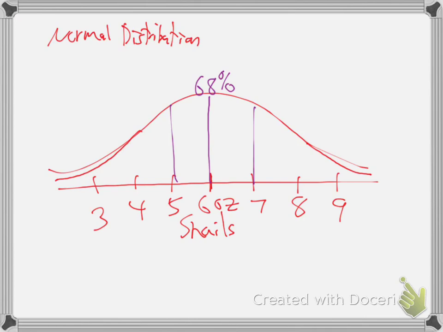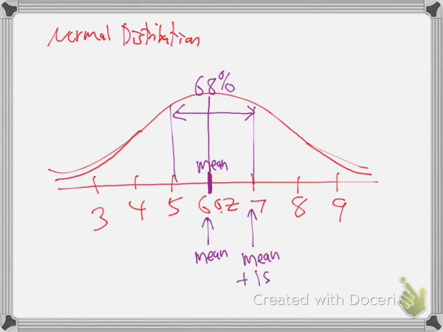68% of all the snails would be from right here, this is the middle, right, the mean. This is the average snail, right in the middle. Again, this right here in the middle is the mean. And this spot is the mean plus 1 standard deviation. SD stands for standard deviation. This spot here is the mean minus 1 standard deviation.